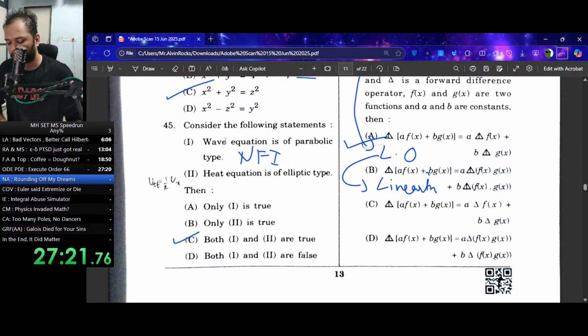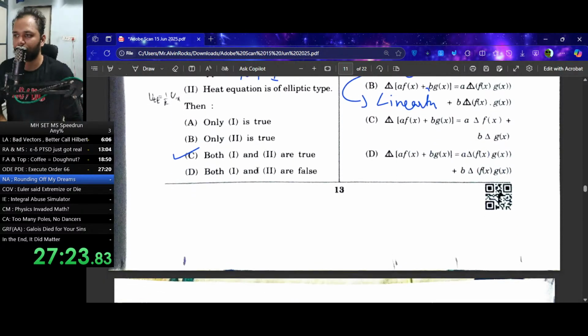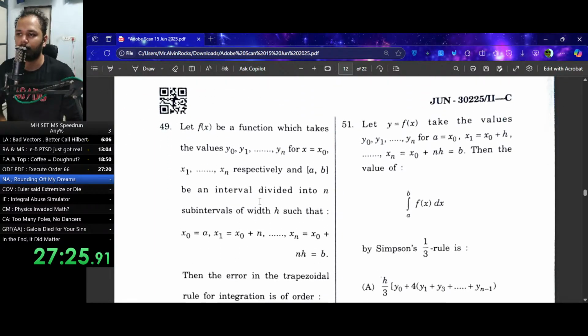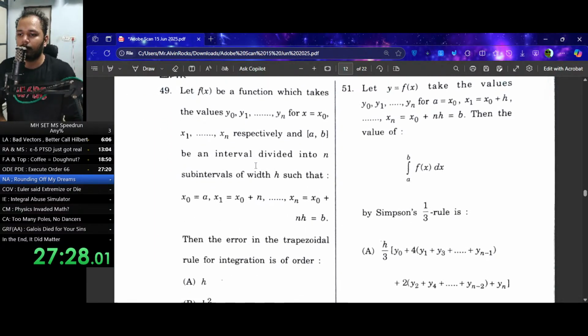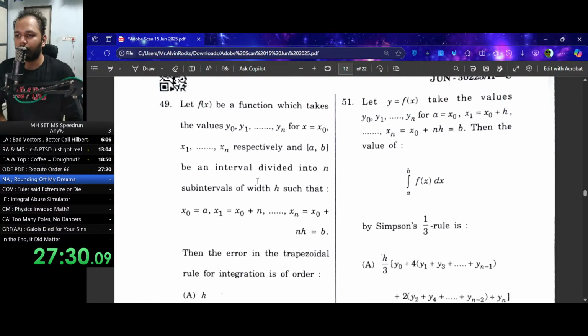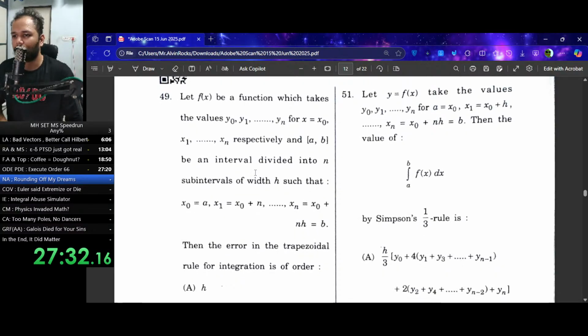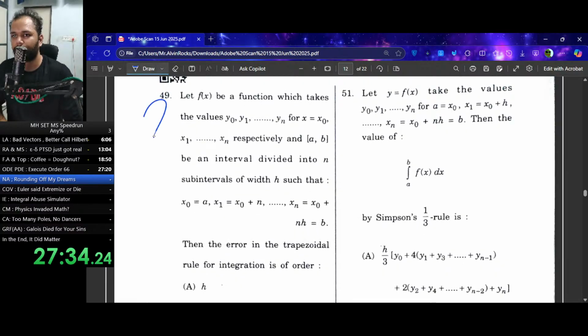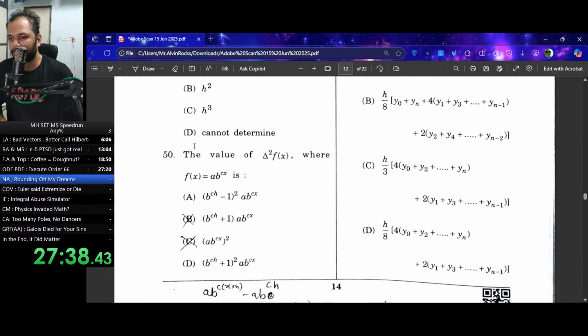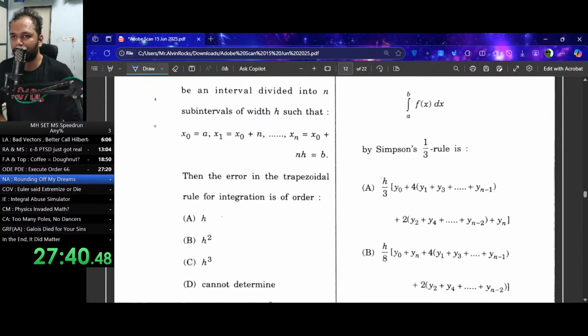Oh, this was numerical miscalculation. Okay, trapezoidal rule. No idea.